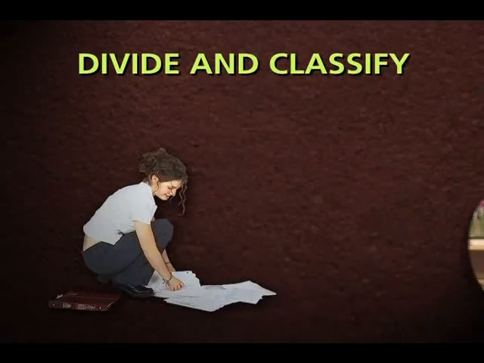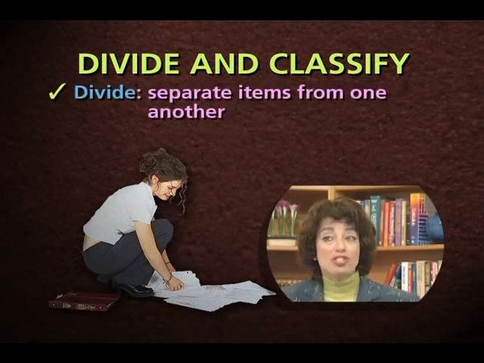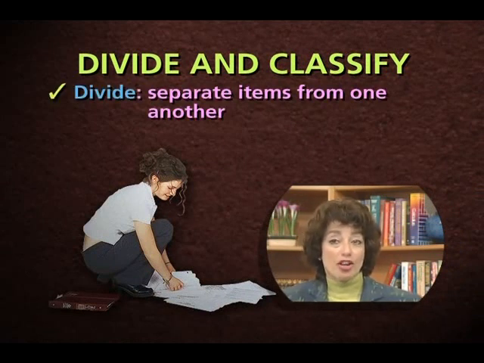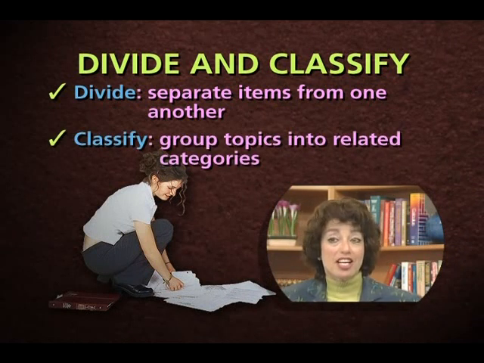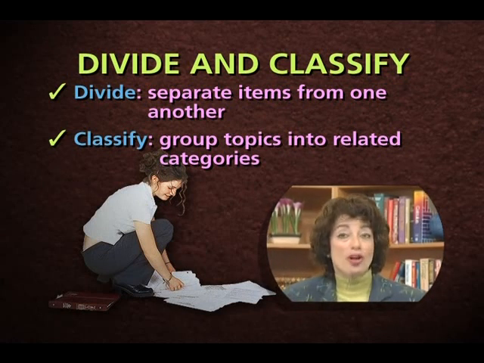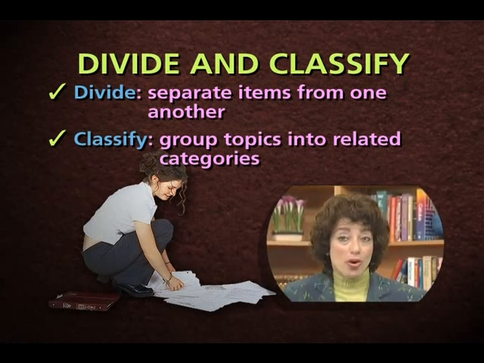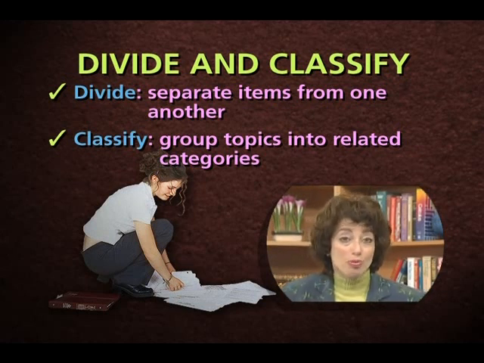Divide and classify is another way of organizing your ideas. When you divide, you separate items from one another. When you classify, you group topics into related categories. So for example, you may decide to divide and classify your clothing. When you divide it, you separate it. When you classify it, you put it into groups according to common features.